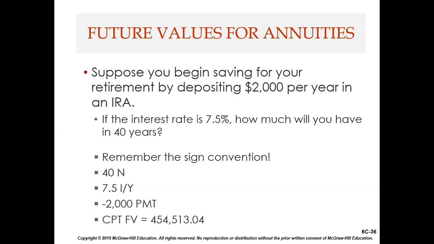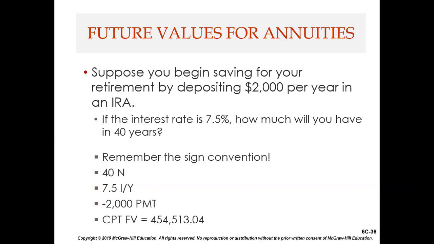So suppose you begin saving for your retirement by depositing $2,000 per year in an IRA. If your interest rate is 7.5%, how much would you have accumulated in 40 years? Now you could determine the future value of $2,000 each time separately for 40 years and then add them all up, but you don't have to. We have great quick formulas and calculations. So you could use that formula from the very beginning when we first started talking, or you could use your finance calculator, time value of money solver.